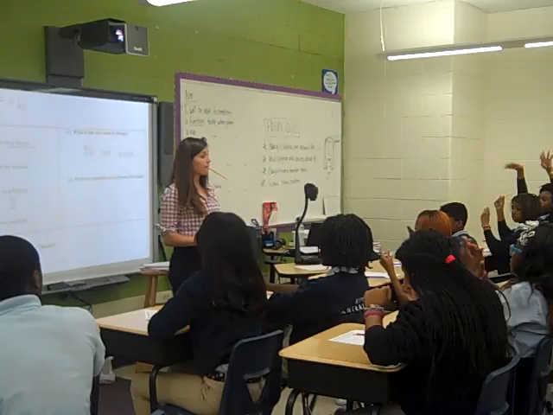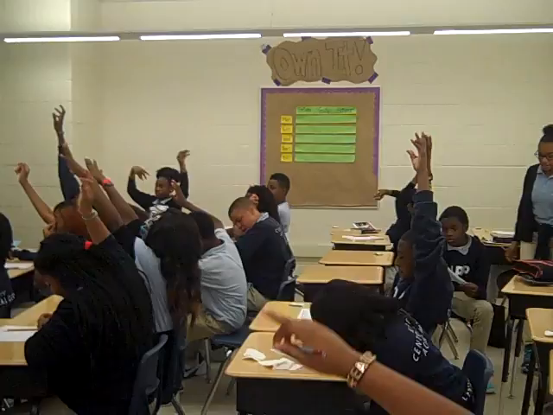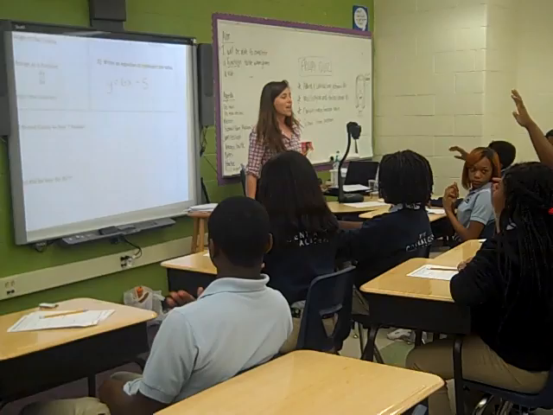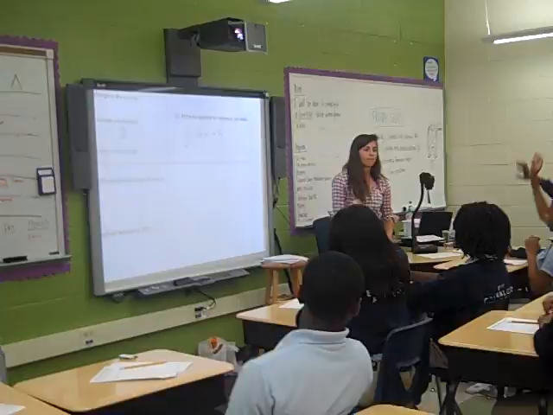Alright, you got the equation, every hand should go up in 3 seconds, 2 seconds because you did it with your partner, every hand should go up in 1 second. What did you get? Y equals 6x minus 5. Awesome. Be honest with me, who put plus 5? Be honest with me, who put plus 18? Okay, why is it minus 5? Why is it minus 5?